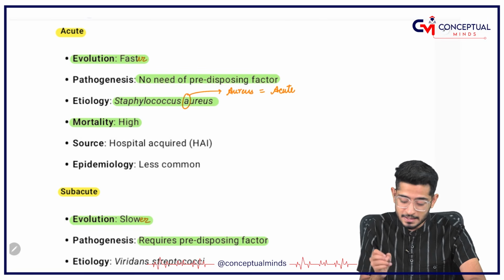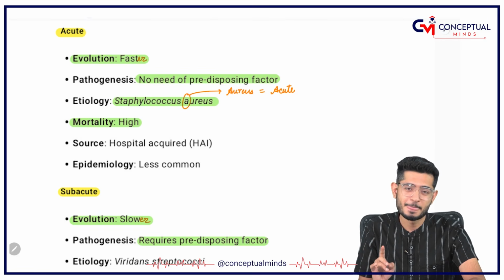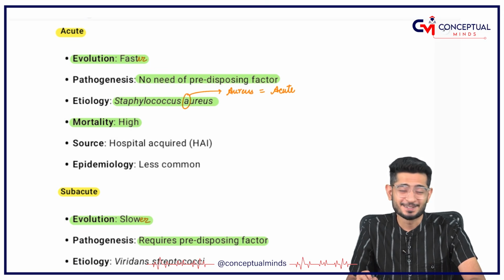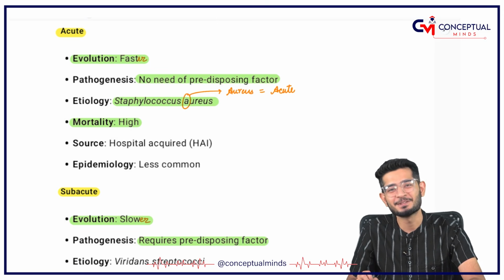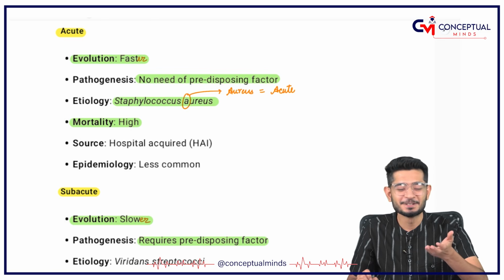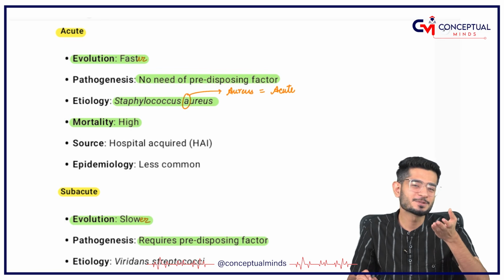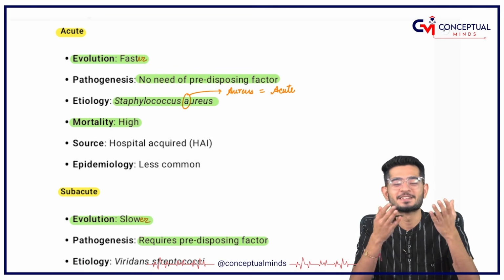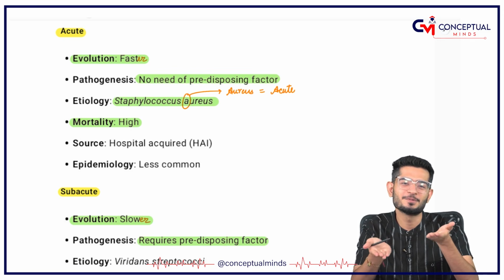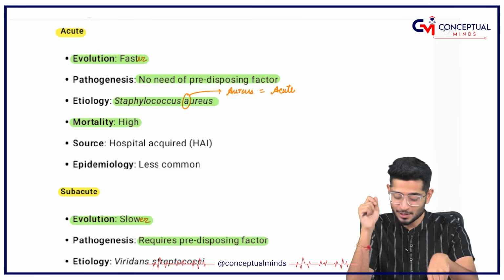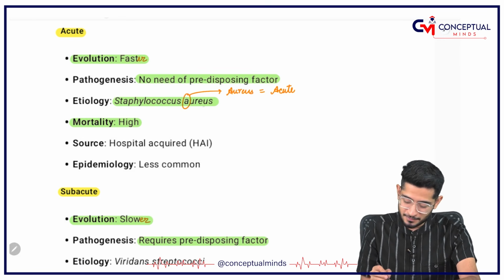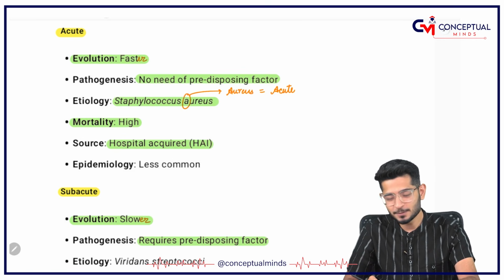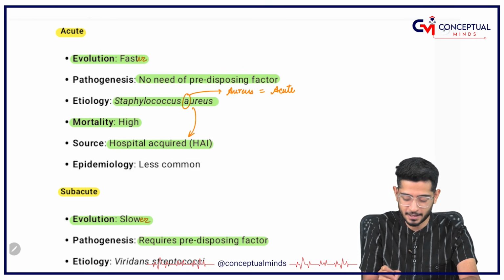And remember, Staph aureus, my pediatric faculty, I'll not take her name, she used to tell us that the major source of infection in hospitals is your hand, because Staph aureus is the one that grows over here. So Staph aureus is coming from where? Your hands, hospital acquired. So Staph aureus, hospital acquired.